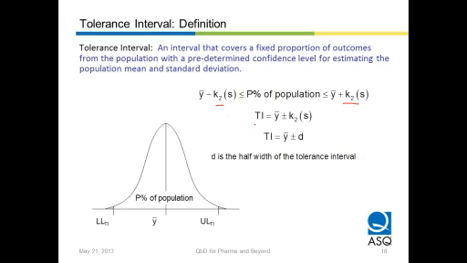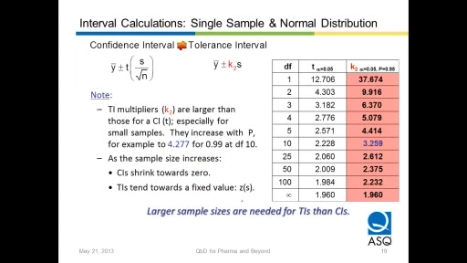So, using this K2 table, we can develop a plus or minus around the mean, with K2 being the factor times S. This breaks down to Y bar plus or minus D, where D is the half-width of the tolerance interval. And that tells us that we can be confident with 95% that, say, 99% of the population will fall within these limits.